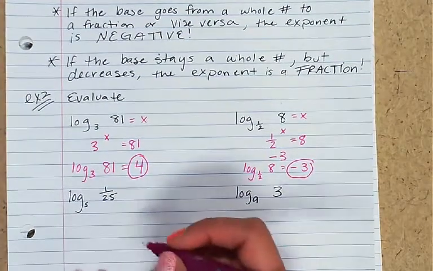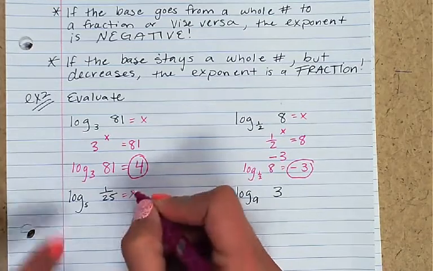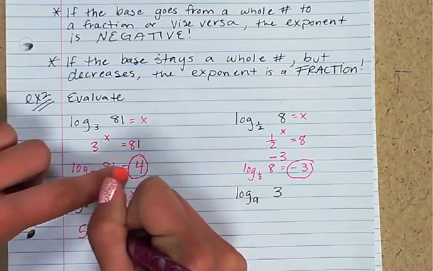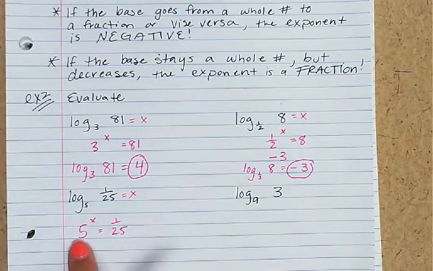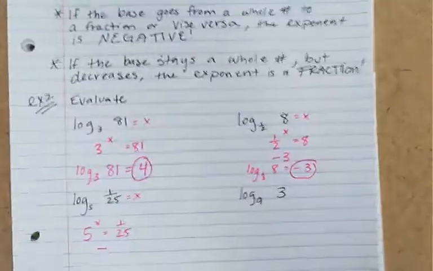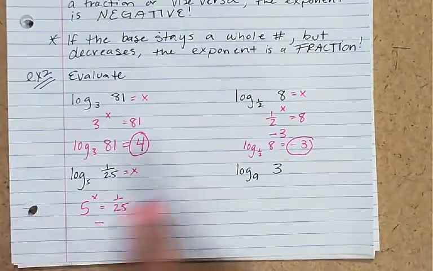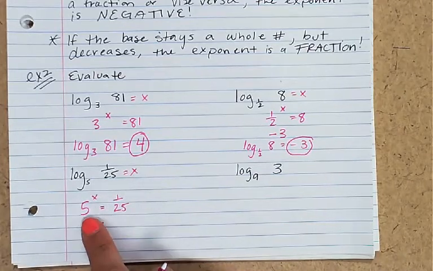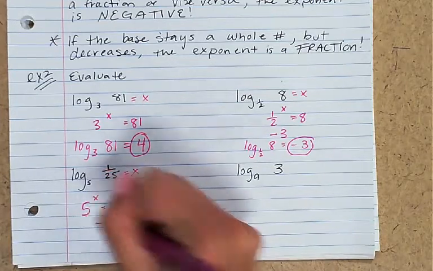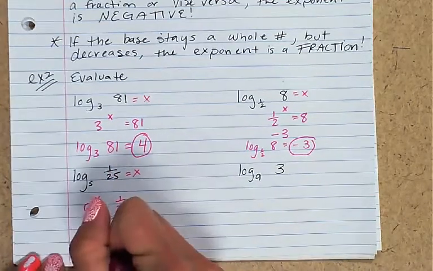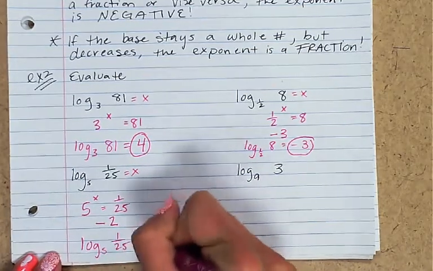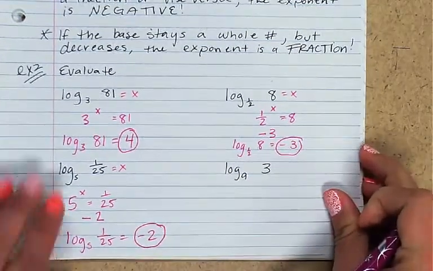Okay, so let's look at the next one. Base, answer, exponent. Okay, so again, we went from a whole number to a fraction, so I know it has to be negative. Then once you take care of that bit of it turning to a fraction, you can just look at what exponent would I put on a 5 to make it be a 25. It would be 2. So log base 5 of 1/25 is negative 2. Next one.